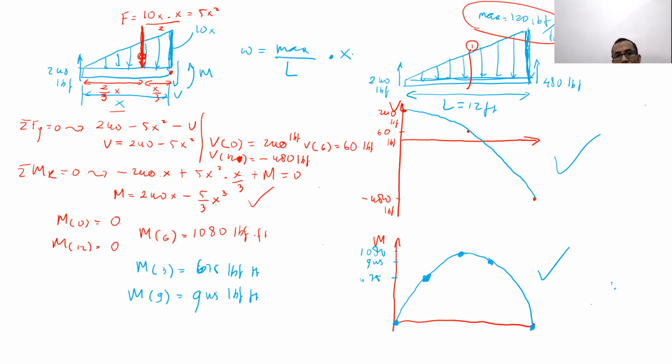So 12 is the length, yeah? Yep. The maximum is 120 lbf per feet. 12 is the length multiplied by the x. So it's 10x. So when we try to find out the W at x equal to 6, we will have 60. W at x equal to 8 will be 80, etc. Do you get it? What you need to do for the linear equation is just follow that. Okay?